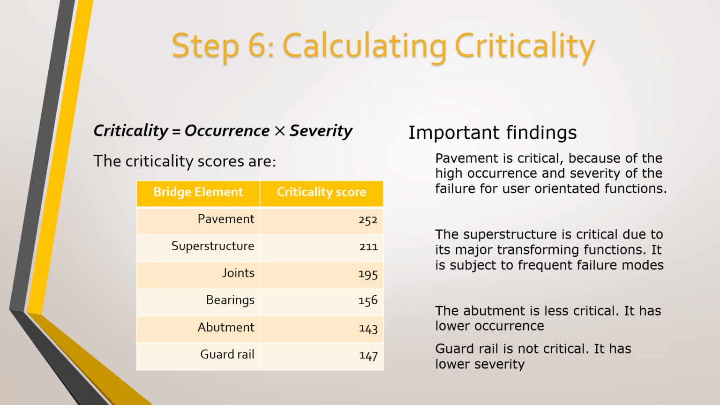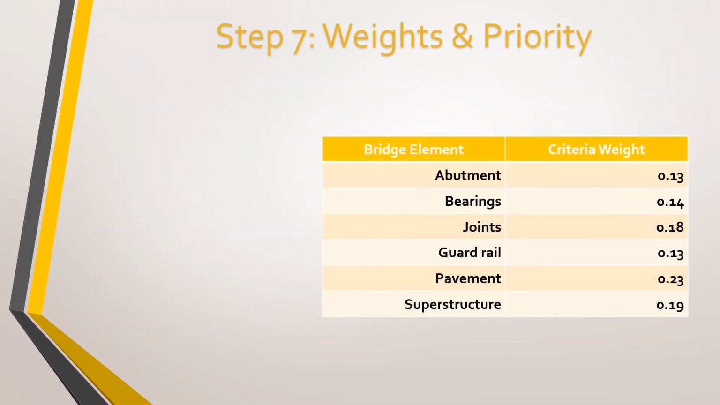The abutment is less critical because it has lower occurrence failure modes, and the guardrail is also not critical because its failure modes are of lower severity. The 7th step is weights and priority. Here we normalize the criticality scores into weights.